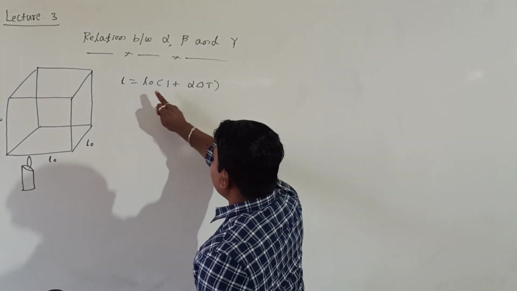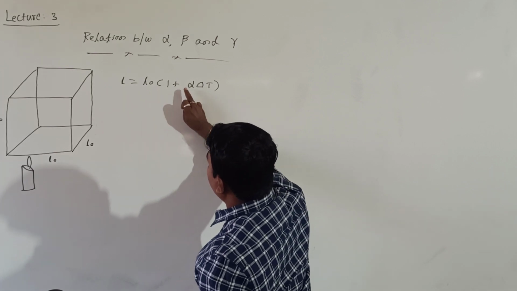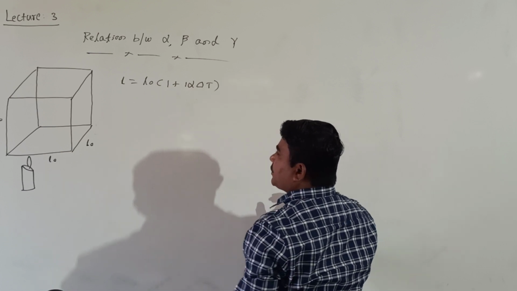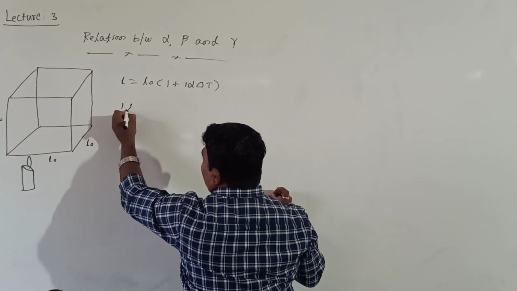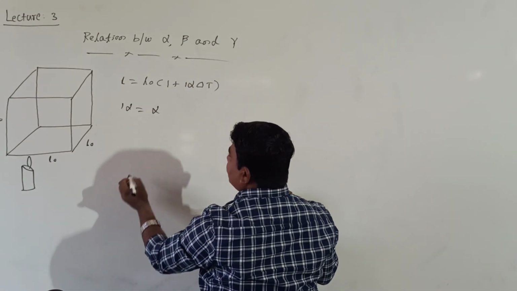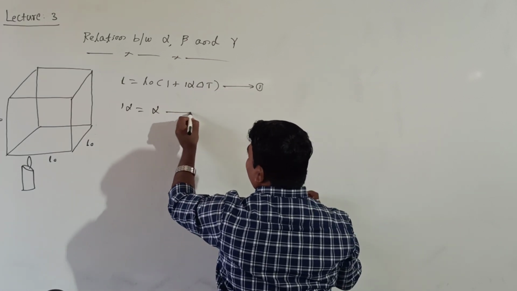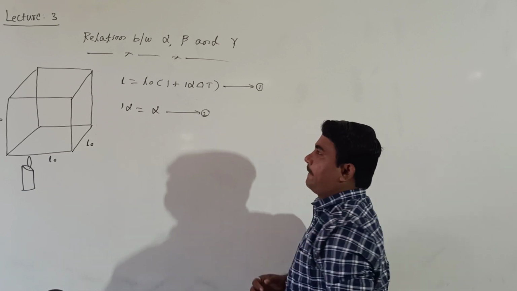In this case, L equals L naught into bracket 1 plus alpha delta T. I will call this equation number 1, and this equation number 2.